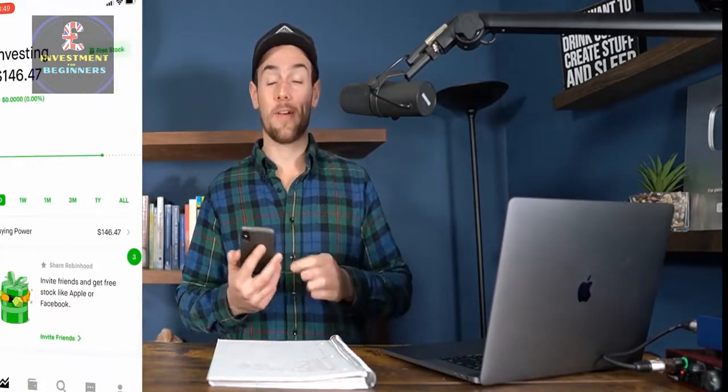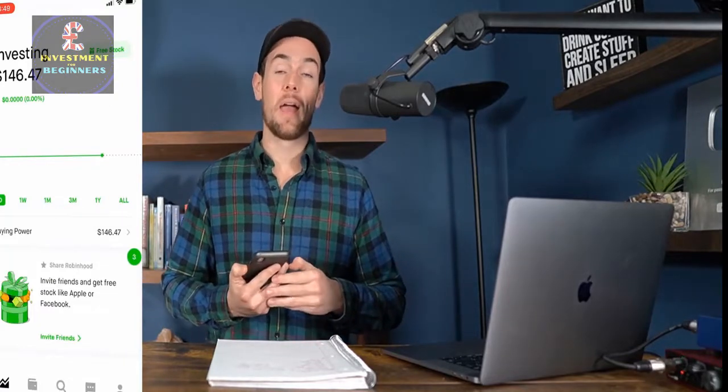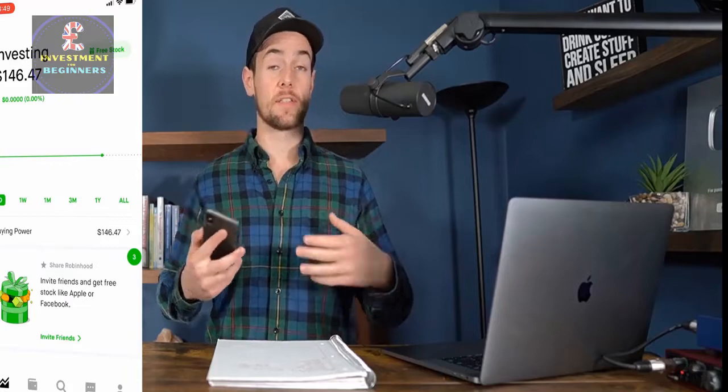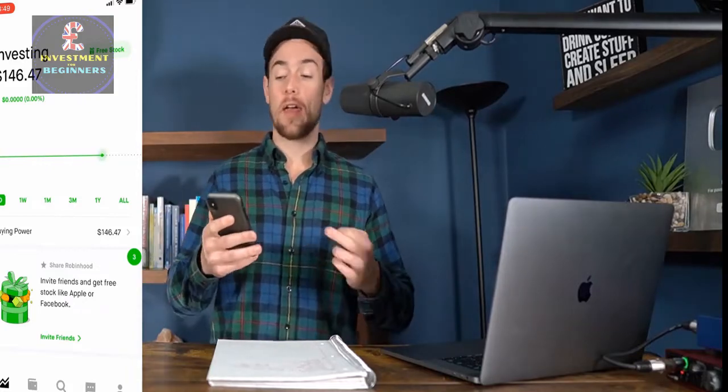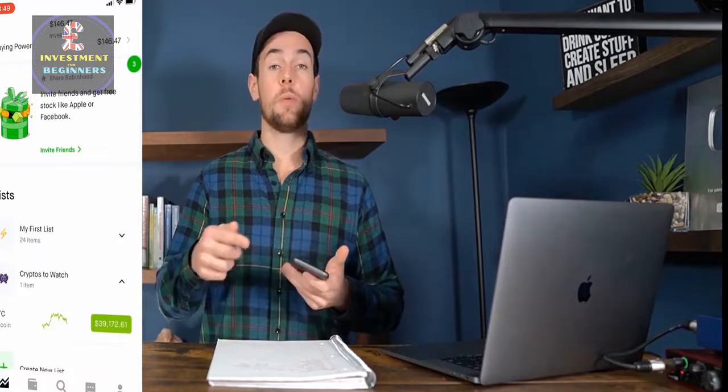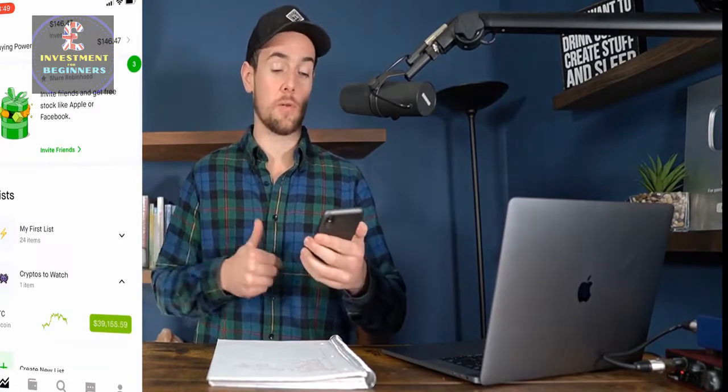Alrighty guys, so here we are inside of my Robinhood app, and as you can see, I have $146.47 of cash, and I don't actually have any shares of stocks or ETFs or anything in this right now, just because I'm using this for a demonstration purpose.